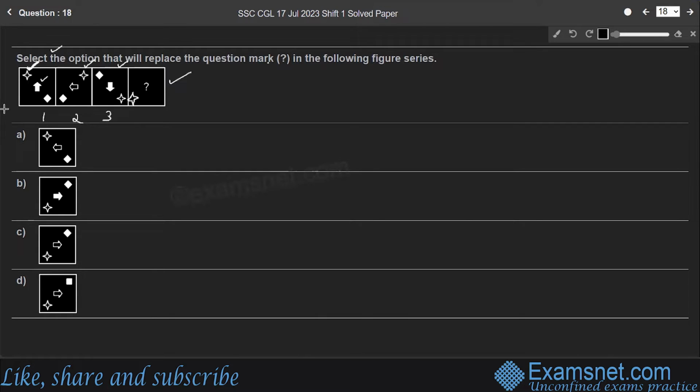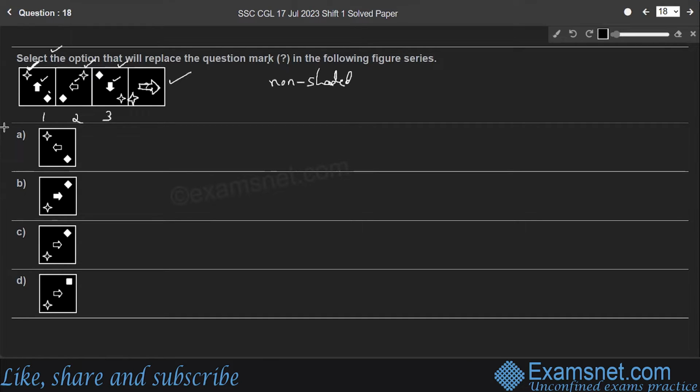So, consider the arrow mark. In the first figure, the arrow mark is facing up. In the second figure, it is facing left, but it is not shaded. In the third figure, the arrow mark is facing down. That means the arrow mark is rotating in the anti-clockwise direction and it is alternatively shaded. Therefore, in the 4th figure, the arrow mark should be non-shaded, and its direction should be towards the right, because it is rotating in the anti-clockwise direction. So the arrow mark should face right like this.